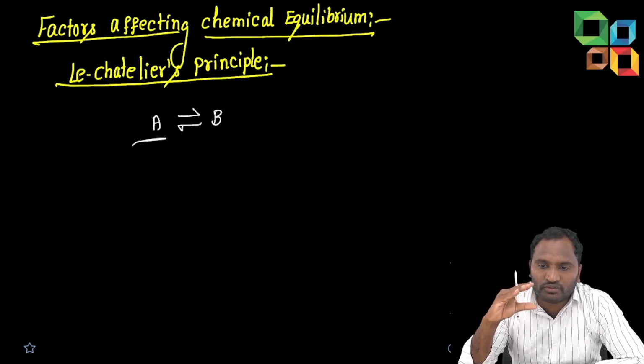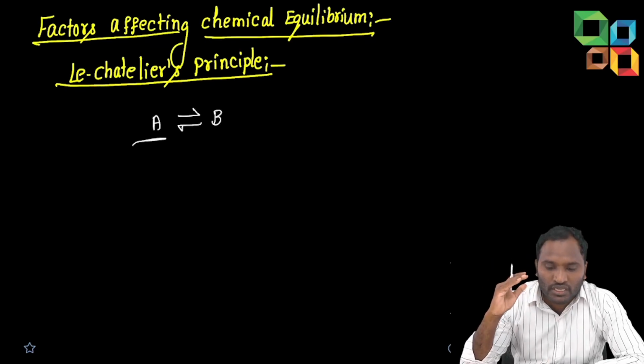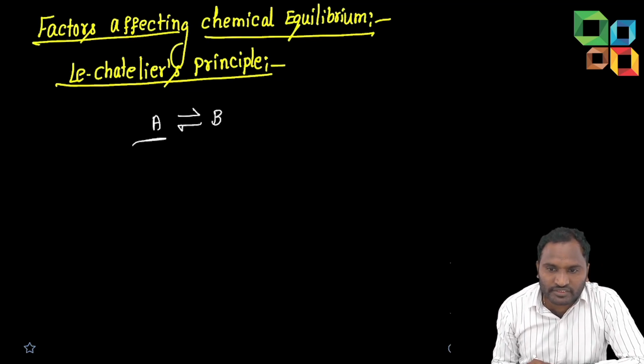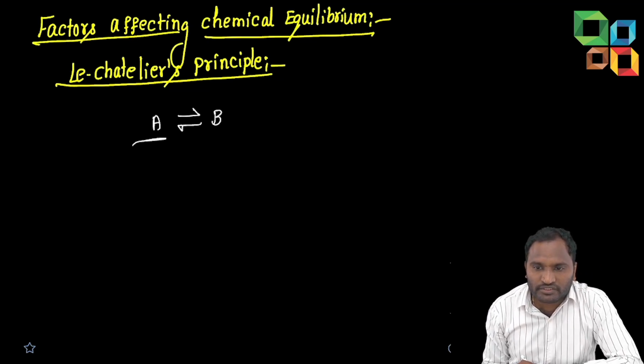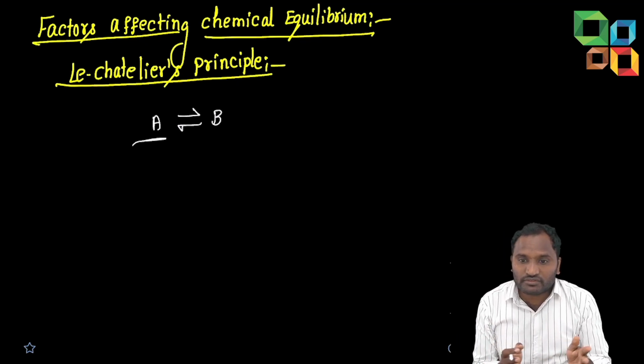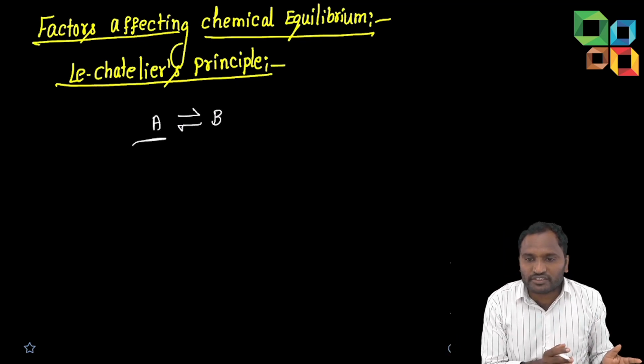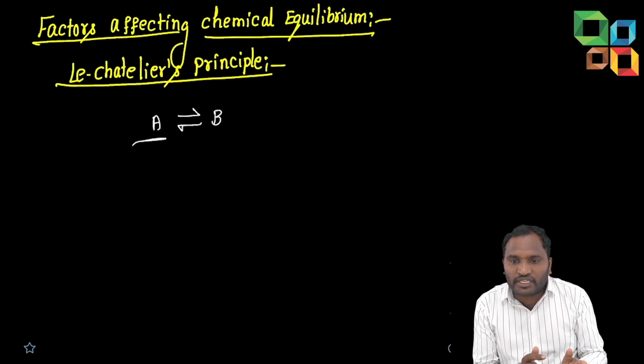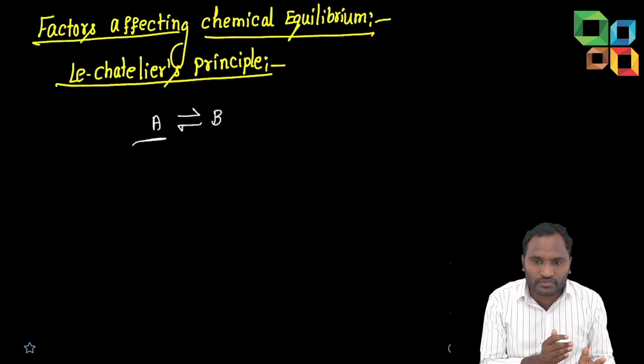Reactant side, if we disturb it, it will move. Suppose I increase the pressure. If the equilibrium is disturbed, it moves from the reactant side towards the product side, because compared to the product side, the reactant side pressure is more. So the equilibrium tries to escape from this stress.